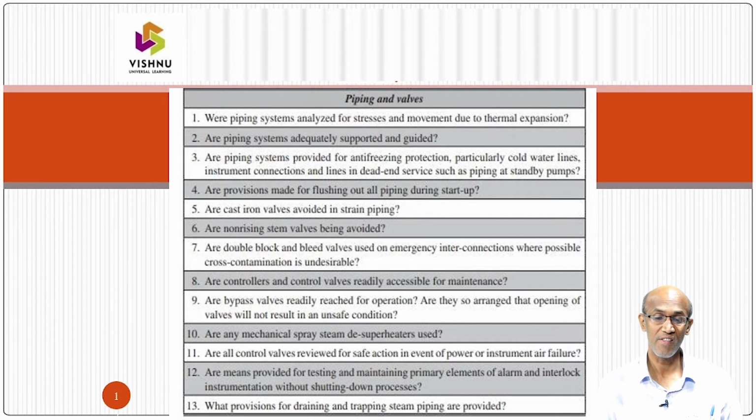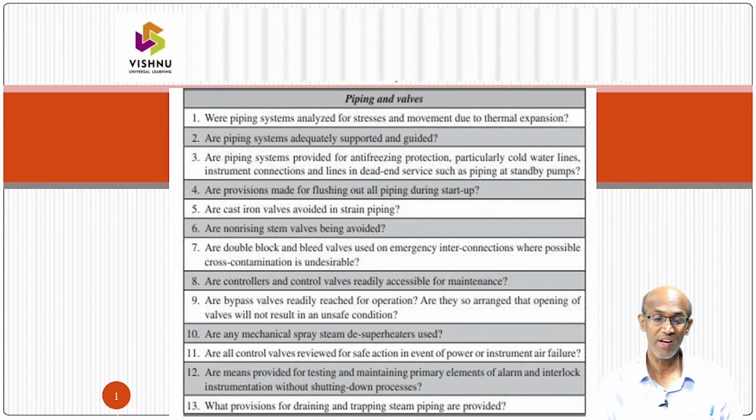Are cast iron valves avoided in steam piping? Are non-rising stem valves being avoided? Are double block and bleed valves used on emergency interconnections where possible cross-contamination is undesirable? Are controllers and control valves readily accessible for maintenance? Are bypass valves readily reached for operation? Are they so arranged that opening of valves will not result in an unsafe condition?